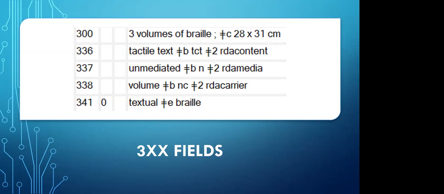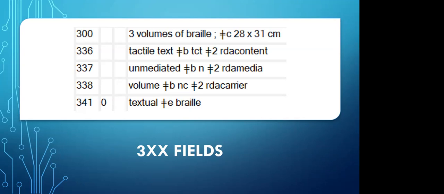Notice in the 336 field, which is content type, that subfield A has tactile text and subfield B is TCT, but the 337 media type and the 338 carrier type are the same as what you would use for a regular print book. The 341 field, accessibility content, notes that it is textual in subfield A, which is content access mode, and that the tactile assistive feature, subfield E, is Braille. The first indicator 0 equals adaptive features to access primary content.